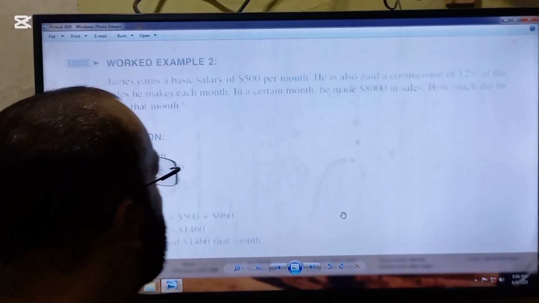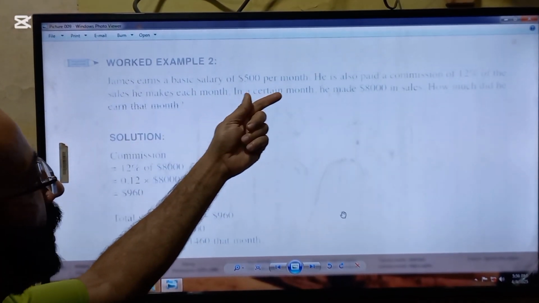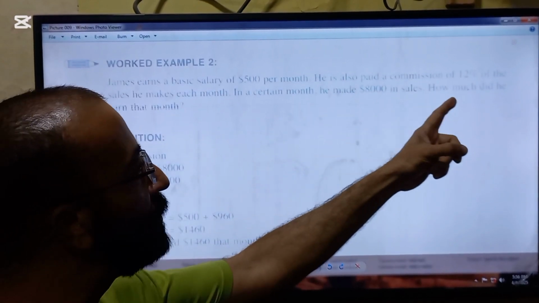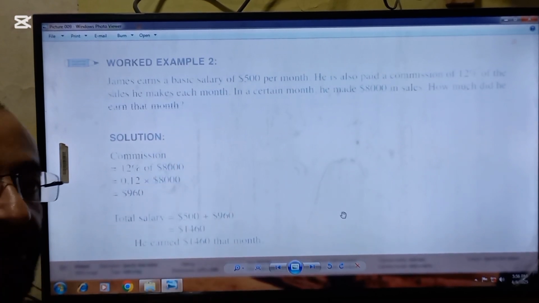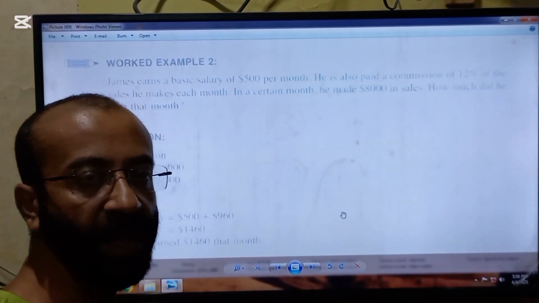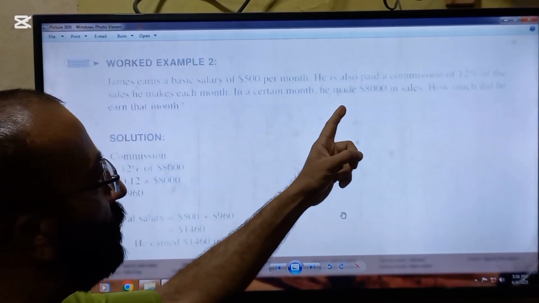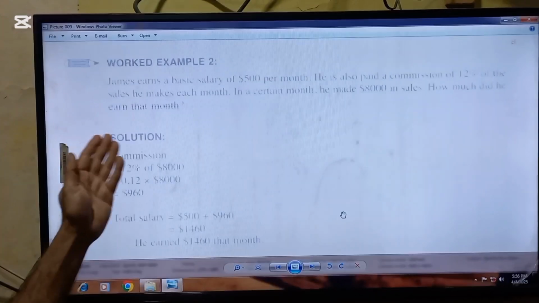Here is another question to understand. James earns a basic salary of $500 per month. So this is the basic salary. He is also paid a commission of 12% on the sales he makes each month. So whatever the sales he made, he always got 12% on the sales. So in a certain month he made $8,000 in sales. How much did he earn that month?